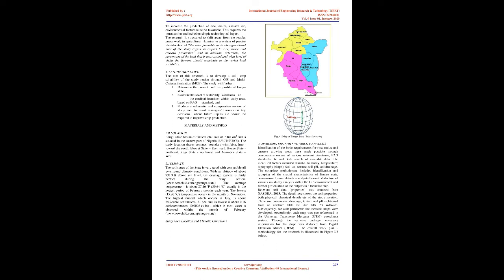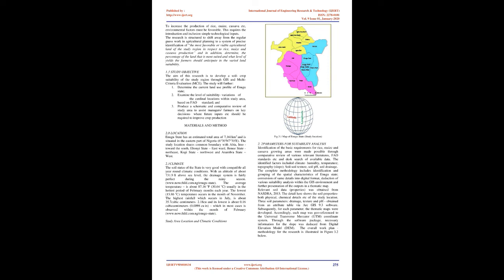The general knowledge of the in-depth richness of Nigerian agricultural soil alone has not helped to solve the escalating problem of food shortage. To increase the production of rice, maize, cassava etc., environmental factors must be favorable. This requires the introduction and inclusion of simple technological inputs. The research is structured to shift away from the regular guesswork in agricultural planning to a system of precise identification of the most favorable or viable agricultural land of the study region in respect to rice, maize, and cassava production, and in addition, determine the percentage of the land that is most suited and what level of yields the farmers should anticipate in the varied land suitability.